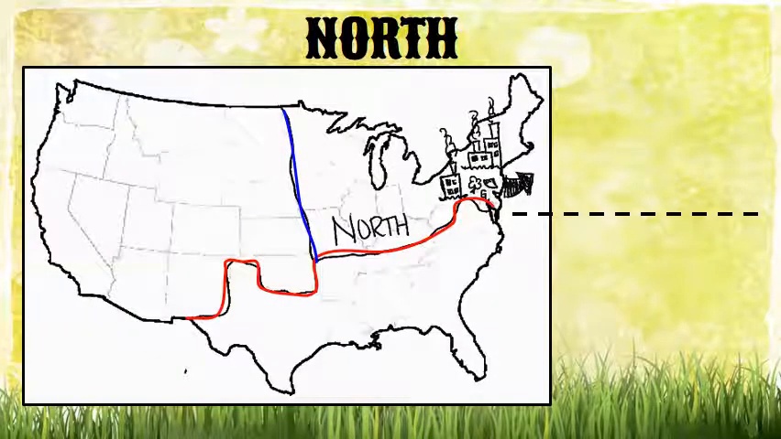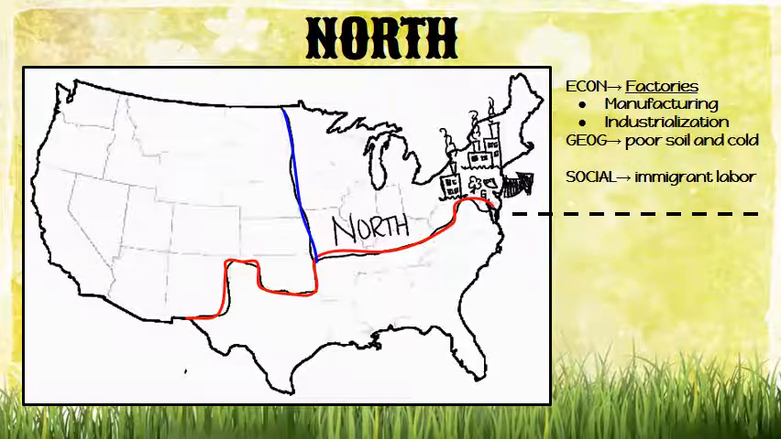So in the northern region, I want you to go ahead and draw exactly what you see here. I don't need you to be Picasso. I just need you to do the best that you can so that you can determine just exactly who is here, what's going on here, because we need to be able to identify the economic factors, geographic factors, and social factors of each region.